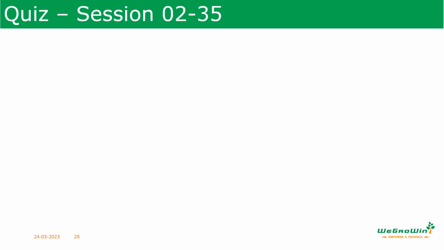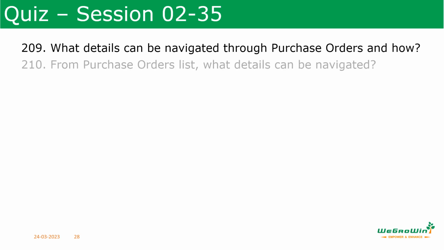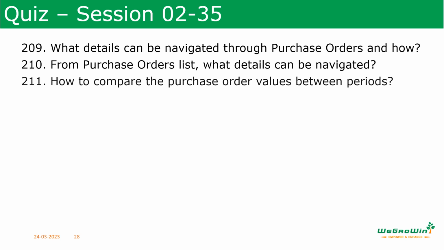So now let us see some quiz questions of this session. What details can be navigated through purchase orders and how can they be seen? From the purchase order list, what details can be navigated? From the purchase order, we have the list. What are the details we can navigate? And how to compare the purchase order value between the periods? In value-wise analysis, when you do it between the periods, I can compare.